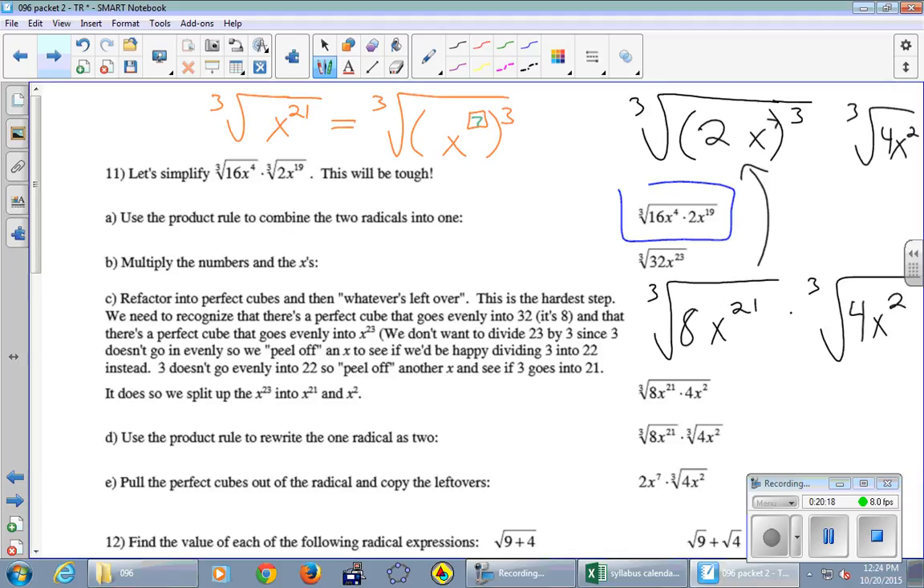And so what does this first radical become? Just 2x to the 7, because the cube root and the cube are opposite. And so our final answer is just 2x to the 7 times the cube root of 4x squared. That's written down here at the bottom. 2x to the 7 cube root of 4x squared.